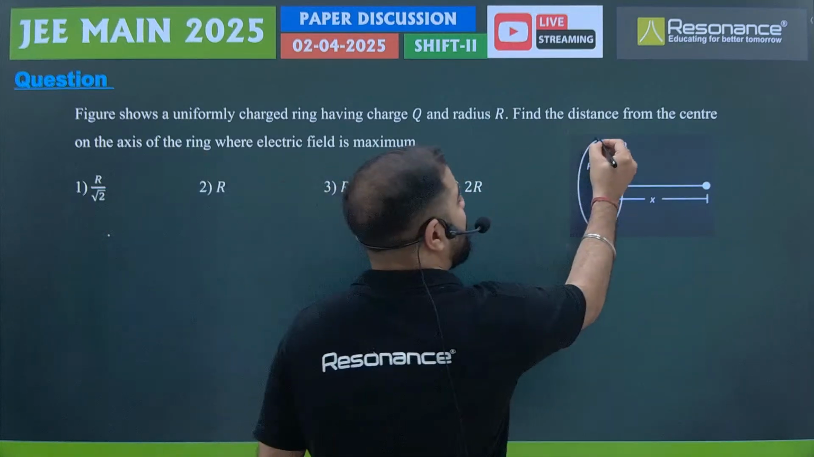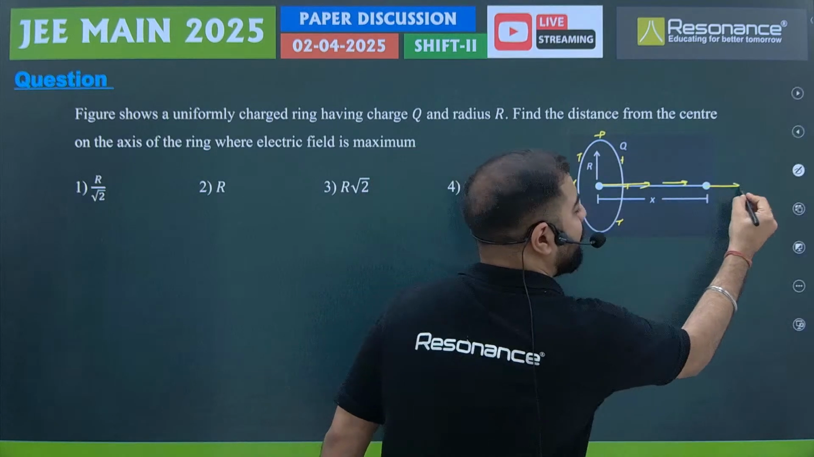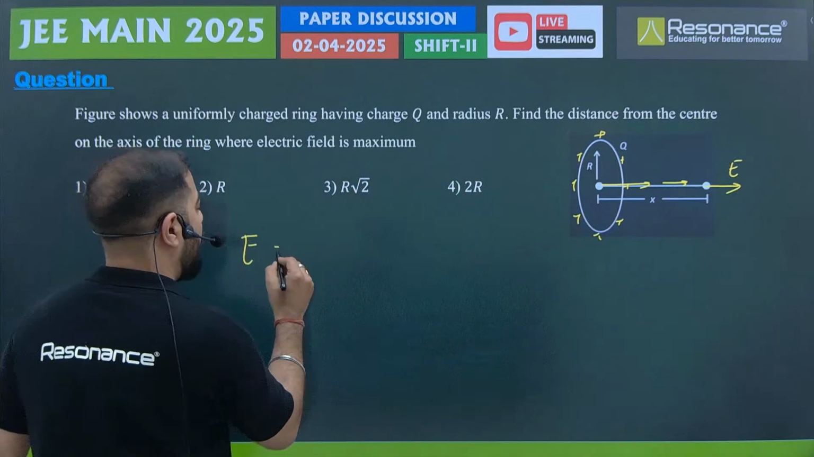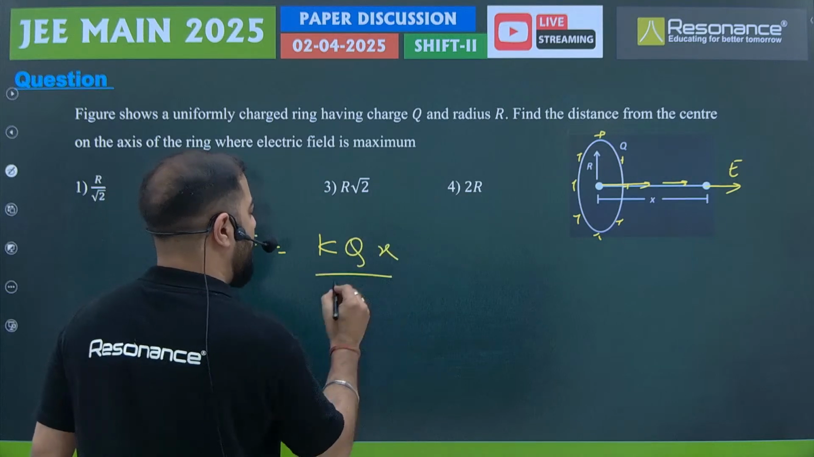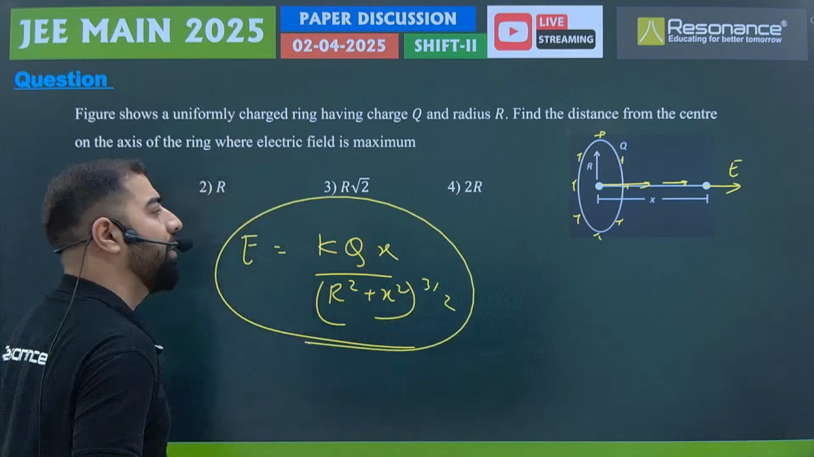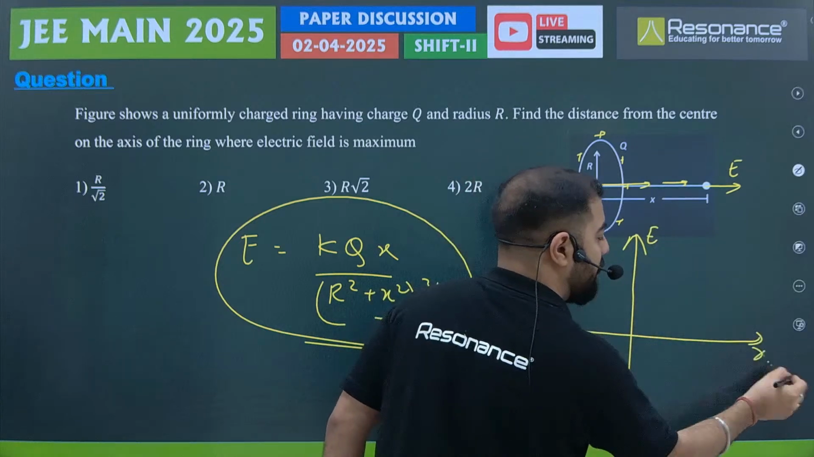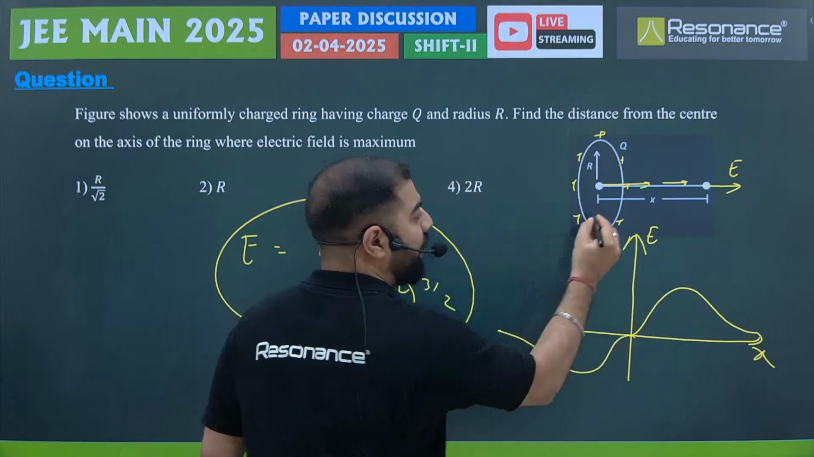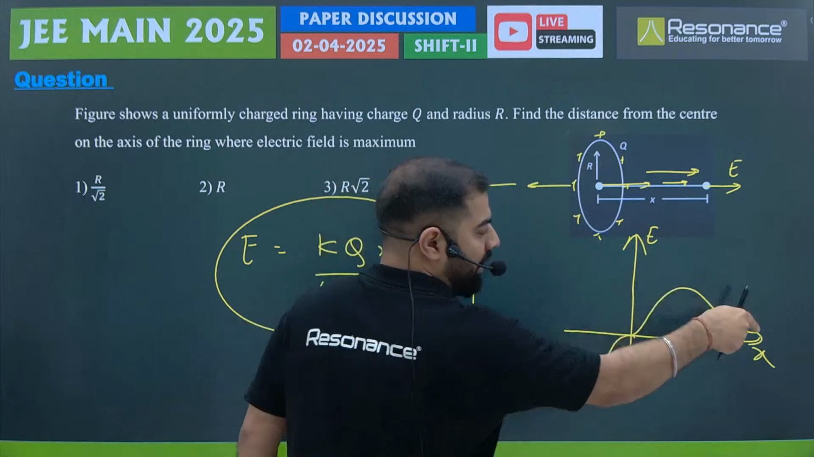When we have charge spread over the ring, the electric field direction is like this, right? So the value of E generally for a charged ring on the axis is given as kqx by (r square plus x square) to the power 3 by 2. That's the general formula, right? And we know the graph of E versus x will be like this. If you're taking electric field as a vector quantity, it will be like this. Why? Because on this side electric field is this way, and on this side electric field is the other way. So the graph will be opposite.